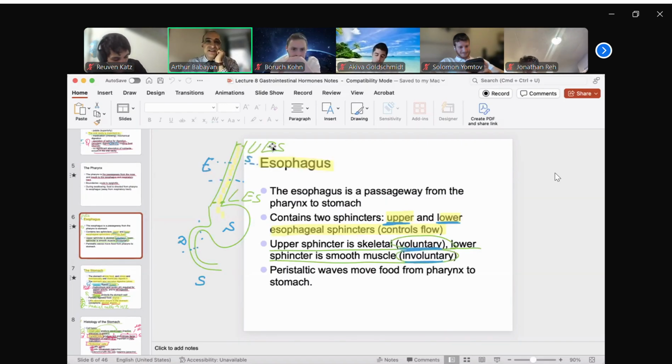Here's the esophagus. The esophagus has an upper esophageal sphincter and a lower esophageal sphincter. This is the esophagus, this is the stomach, and this is the duodenum. The upper and lower esophageal sphincters control flow. The upper is voluntary, and the lower esophageal sphincter is involuntary.